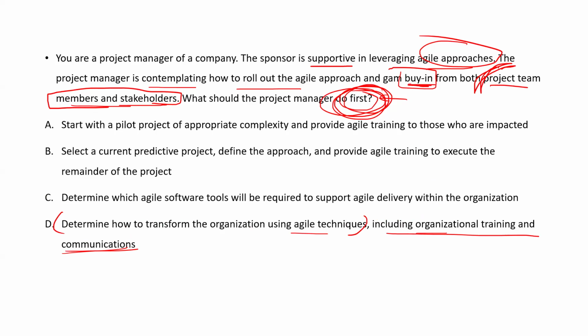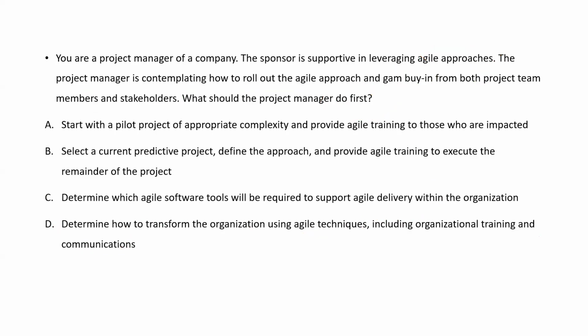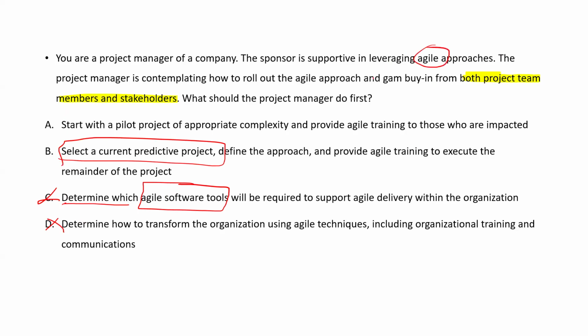They're specifically asking about project team members and stakeholders. So it means D cannot be the answer. And who are you to determine by yourself what is right for you and what is right for me? And this is totally wrong. We are convincing them of agile approaches, but you are saying, no, let's go for predictive and I'll take you on the journey. So the ultimate answer is A, do it as a pilot project.